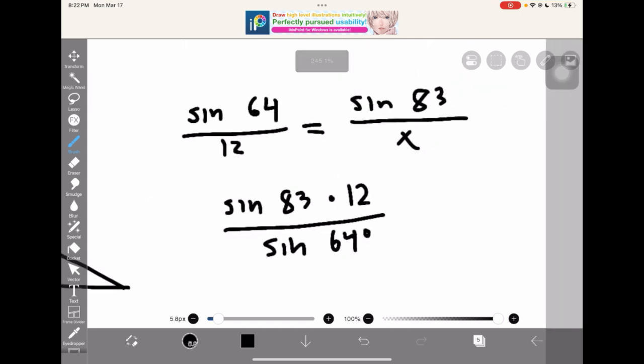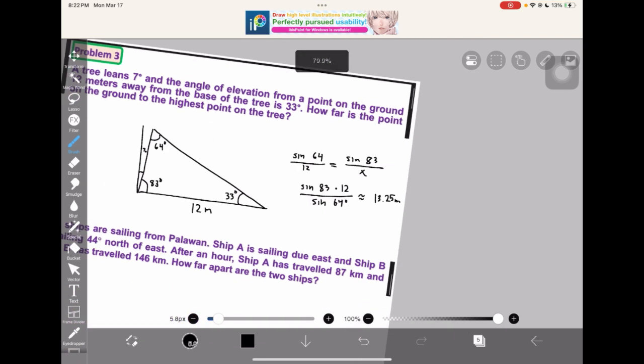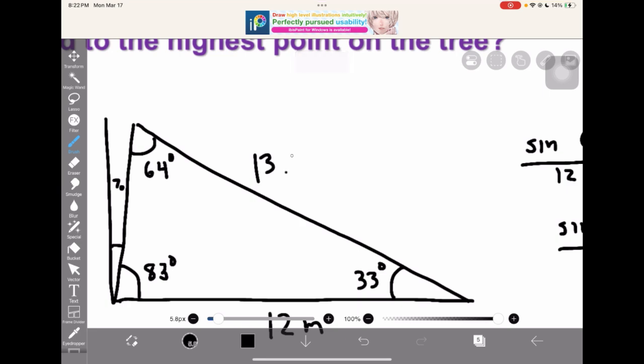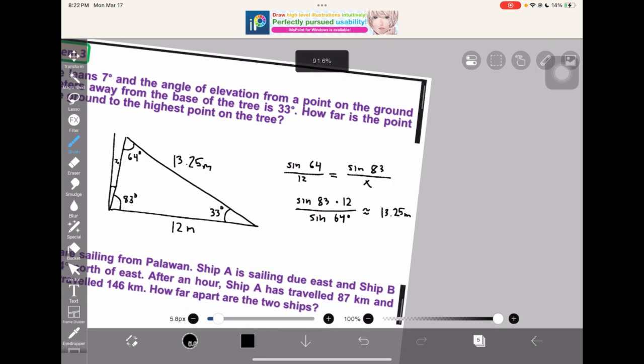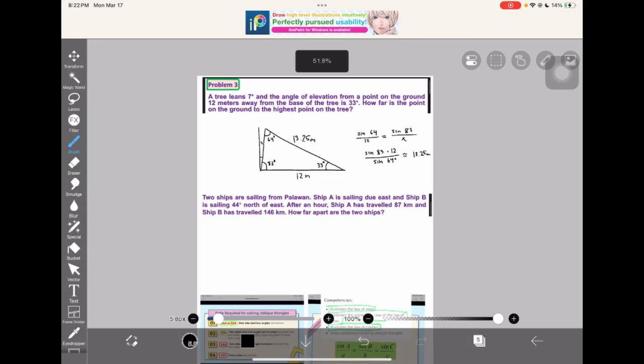And let's put it in our calculator. Sine 83 times 12 all over sine of 64. Nice. And that's approximately 13.25 meters. Good. We've now used the law of sines in a real life application.